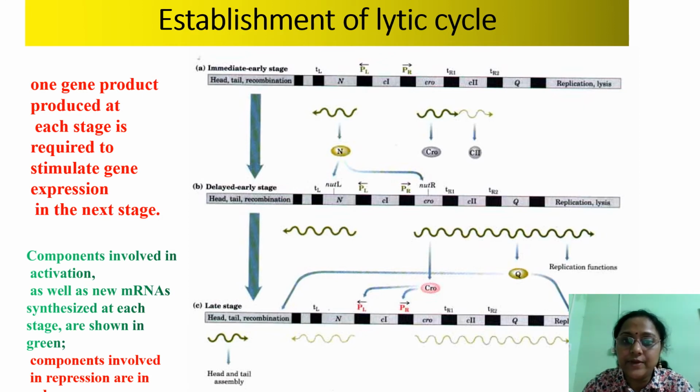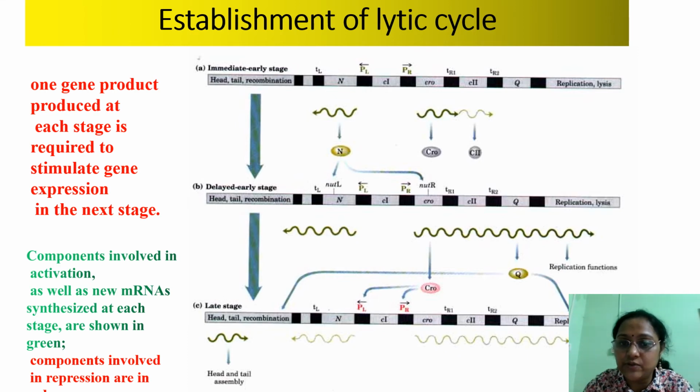What is the function of N? N will inhibit the TL terminator sequence and TR1 and TR2. That's why in the delayed early stage, the transcription goes on to the lysis proteins. These lysis proteins are in this region, so obviously these two terminator sequences have to be passed through. This is the delayed early stage.